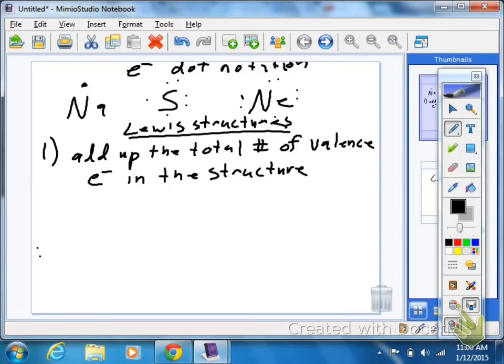Okay? Second thing that you're going to do is you're going to determine which element should be your center element. Okay? So there's always a center element on these structures that will be surrounded by what we call branched atoms. So determine the central atom by counting the number of electrons that it would have. And the atom with the fewest electrons surrounding it is the central atom. Okay?